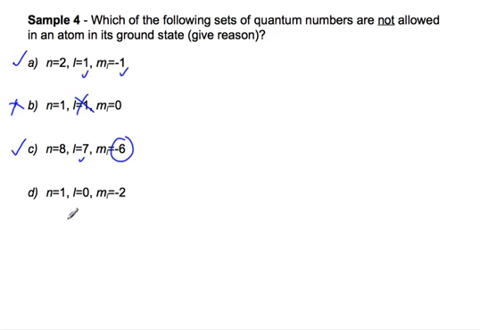That one's fine. n equals 1, L equals 0. Well, that's okay. That refers to an s orbital. There are always s orbitals at any value of n, including n equals 1. But this value doesn't work. The value of ml is 0 only when L equals 0. So this one does not work.